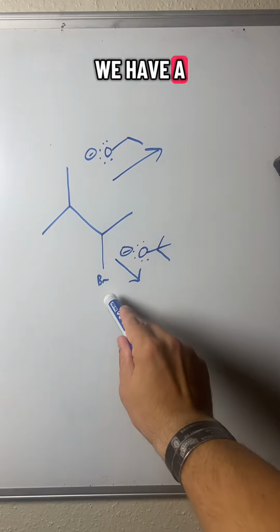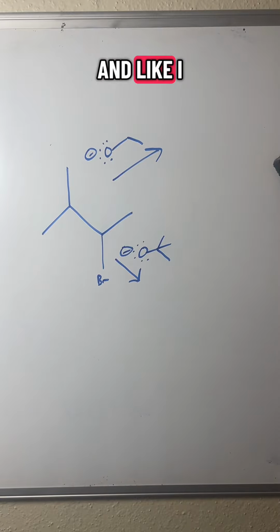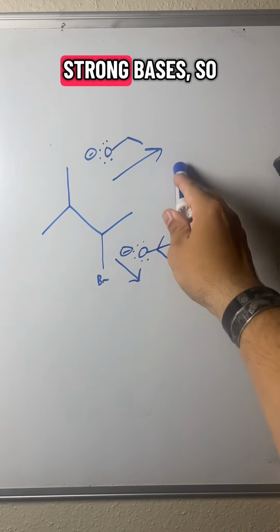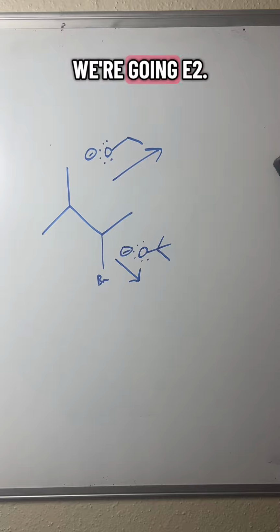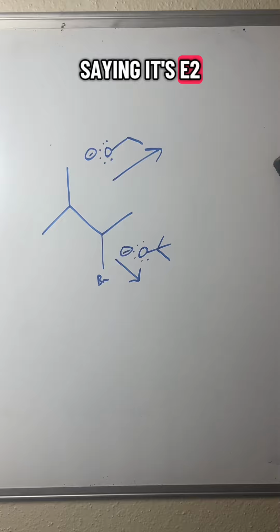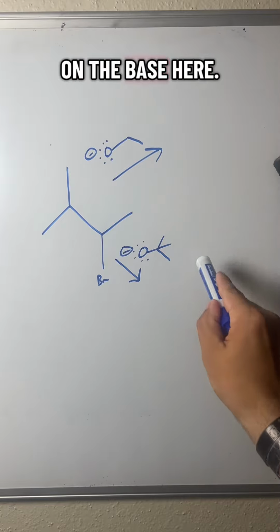So what do we have here? We have a secondary substrate, good leaving group, and like I already said, for the sake of this, it is an E2 elimination. It's secondary, we have two strong bases, so we're going E2. Don't worry about the solvent for this because we're just saying it's E2, because we're focusing on the base here.